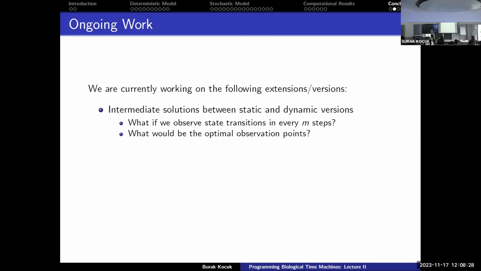And we also looked at problems which are easy. So maybe you don't go to the doctor every day, but every 3 days. So how much do you lose from the performance? So we want to understand this kind of issues.